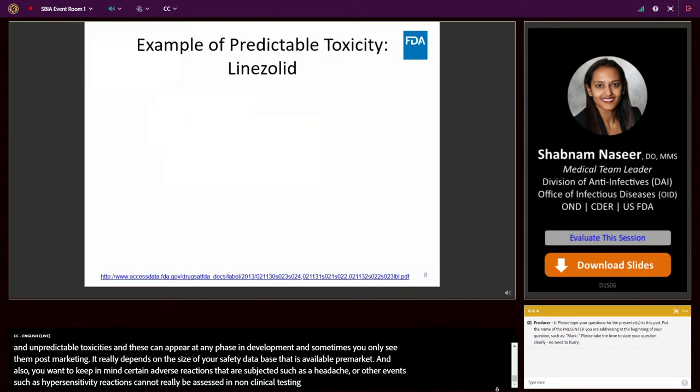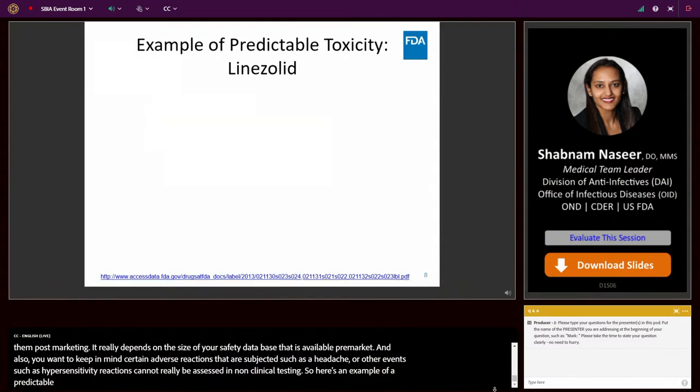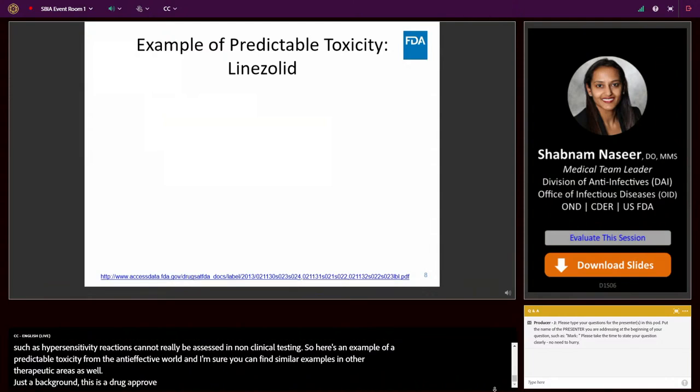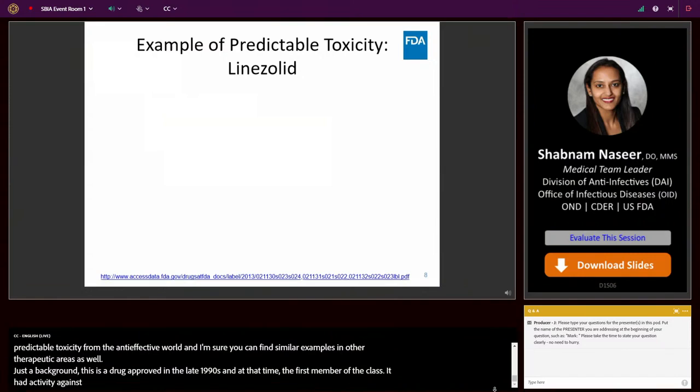So here's an example of a predictable toxicity from the anti-infective world, and I'm sure you can find similar examples in other therapeutic areas as well. So just some background, linezolid is an antibacterial drug approved in the late 1990s, and at that time it was the first member of its class in the oxazolidinone class. It had activity against gram-positive organisms, including some resistant organisms, so there was some therapeutic benefit that could be offered by this product at that time.